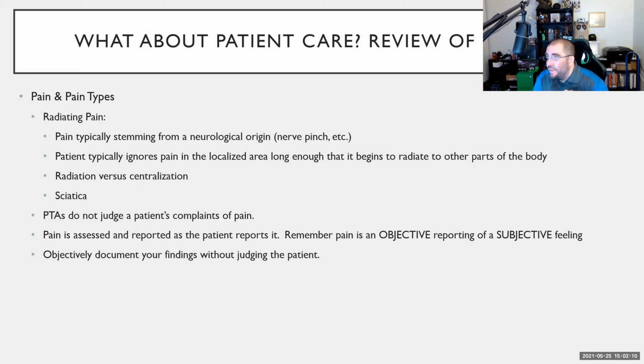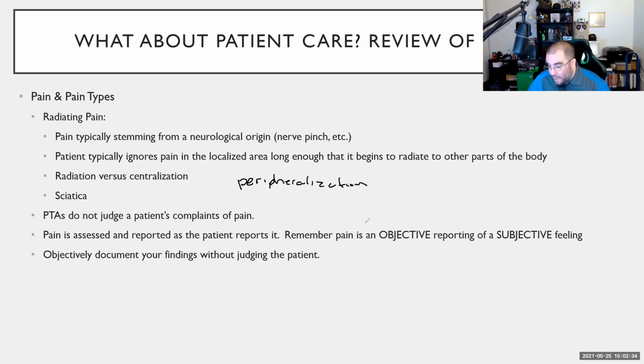Radiation means moving down, right? Or the other term for that is peripheralization. I'm going to butcher the spelling of this, I know. Peripheralization. I'm not going to get through all my exercise today because I wanted to cover this. Versus centralization is good. Peripheralization, bad. Pain moving away from its source. Centralization, pain coming back to the source.